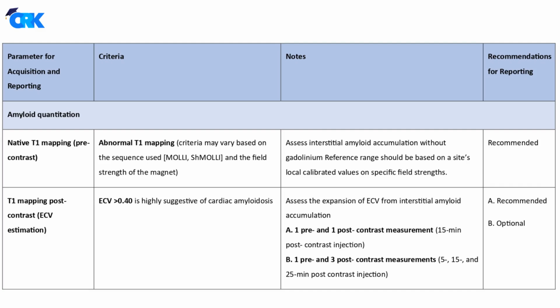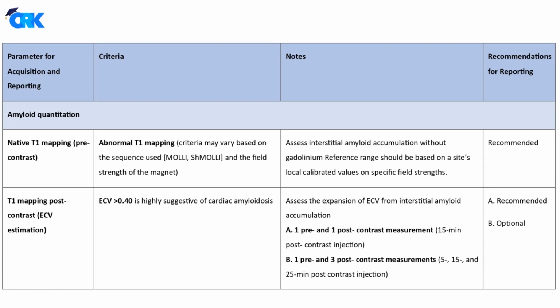1. Native T1 mapping, pre-contrast. First, we have native T1 mapping, performed before contrast administration. Here, we're looking for an abnormally elevated T1 value. But the exact cutoff depends on the sequence used, as well as the field strength of the magnet, 1.5T versus 3T. That means your institution needs to define its own reference ranges based on local calibration.